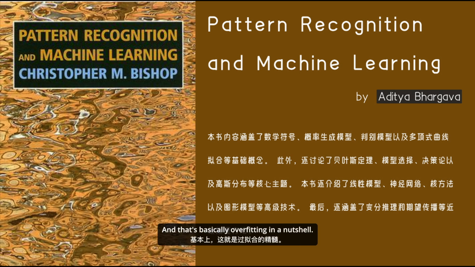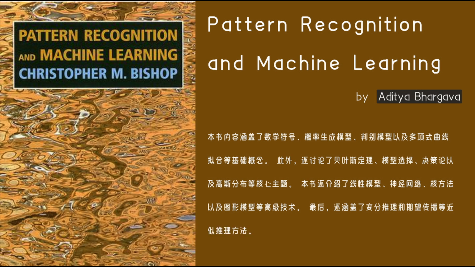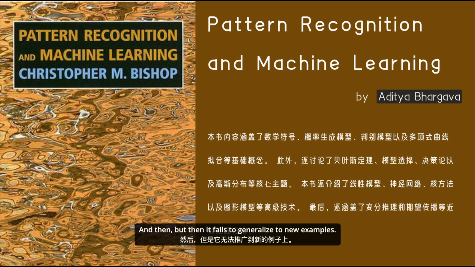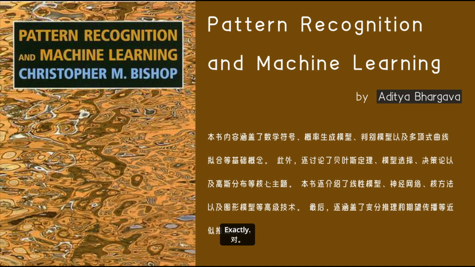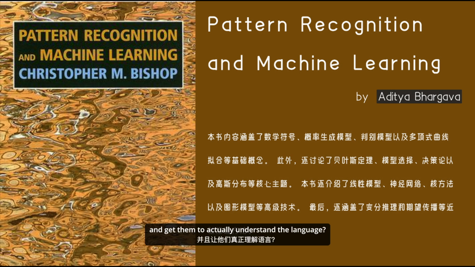And that's basically overfitting in a nutshell. In machine learning, if you have a model with too many parameters, it can basically just memorize the training data. But then it fails to generalize to new examples. Yeah, it's like it's learned the phrases, but not the language. Exactly. So how do we prevent our models from becoming these phrase-memorizing robots and get them to actually understand the language?